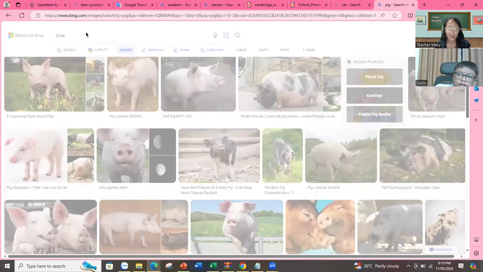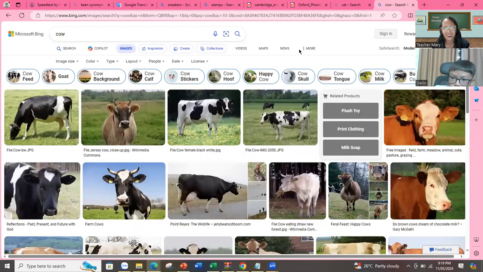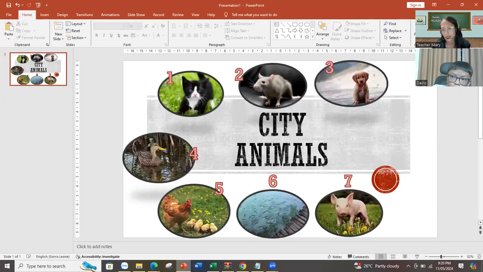Cow in the city, for real? No, it's county. Ah, okay. But your mind map is city animals. That means animals that we can see and find in the city. So what are the city animals? Because I cannot see cow in the city. I can't even see pig too.